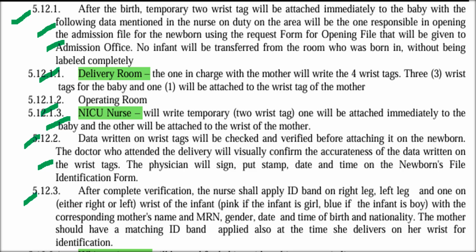Now, after complete verification, the nurse shall apply an ID band on the right leg or left leg and one on either the right or left wrist of the infant, with the corresponding mother's name and MRN, gender, date, time of birth, and nationality. Now, the mother should also have a matching ID band applied on her wrist at the time she delivers for identification.